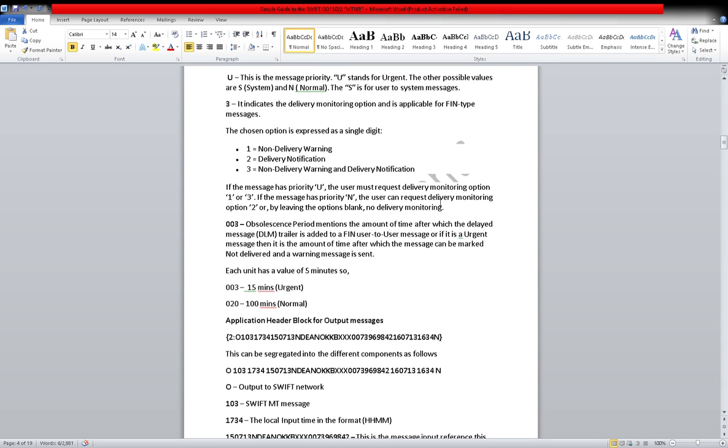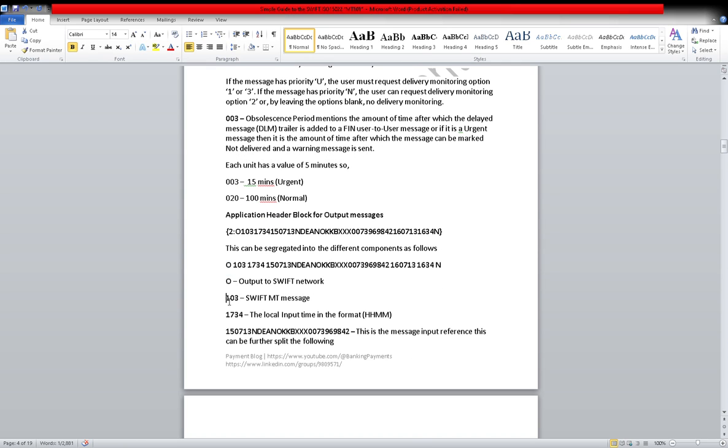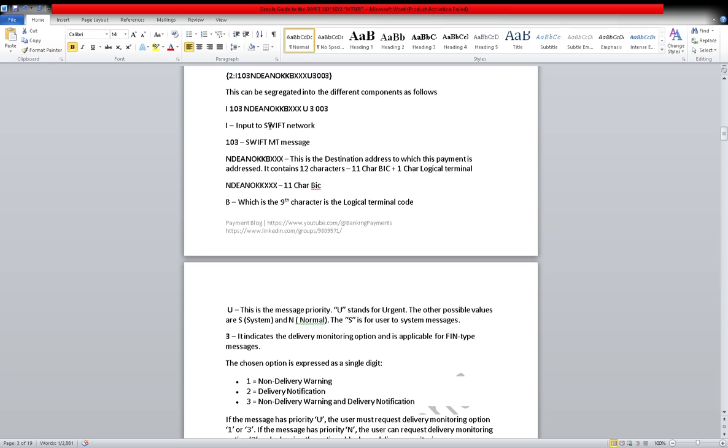Now we are moving to the third one, which is block 3. One more significant example is given here: application header block, output message. This example is given for an output message. Now we can see it one by one. O means output, 103 is the Swift message type, 1734 is the local input time in the format HHMM. So 1734 is the time mentioned. Did we see time mentioned in the input message? No, there is no time for the input message. There is a time mentioned for the output message.